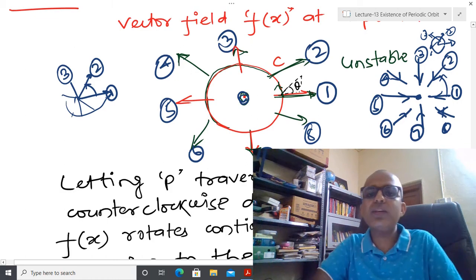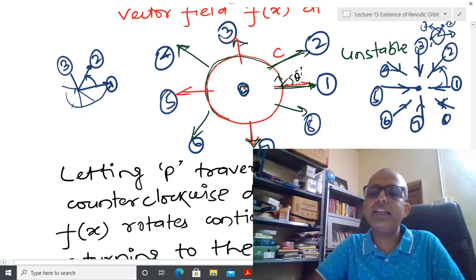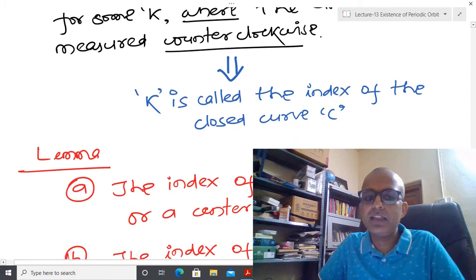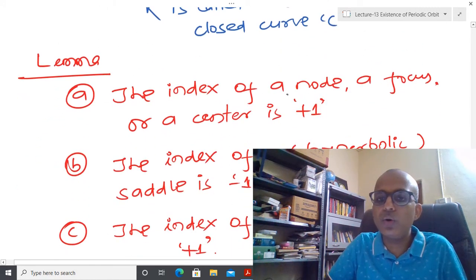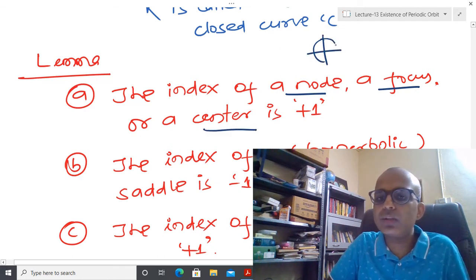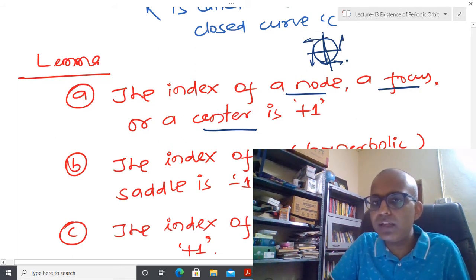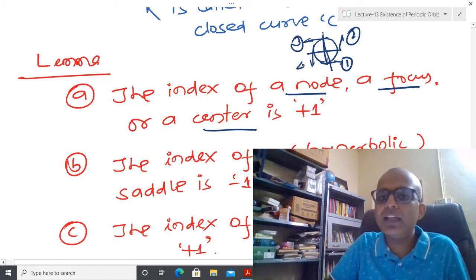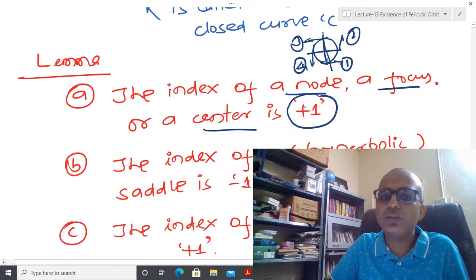Okay, let us check the condition if I have a saddle point. First you can see the result: the index of a node, a focus, and a center. Center means both eigenvalues are on the imaginary axis. Again you can see that the vector field looks like this, tangential to this. Again if you give the names 1, 2, 3, 4, 5, then you have to rotate in the same direction, and due to that the index is +1. So in all these cases the index is equal to +1.